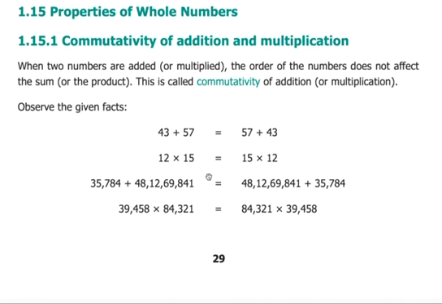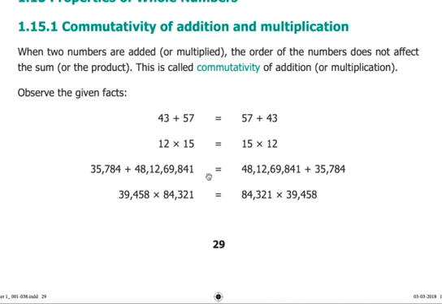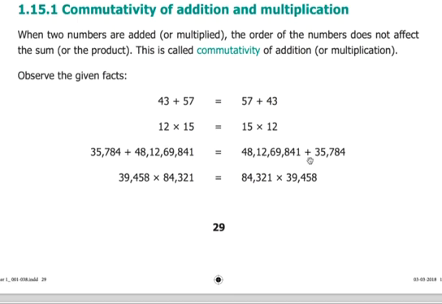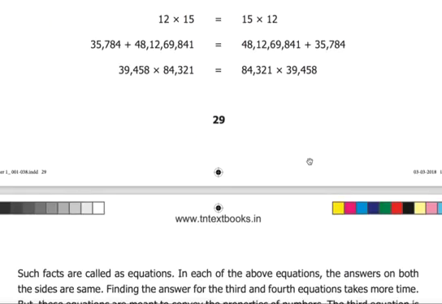Properties of whole numbers: commutativity of addition and multiplication. What is this commutativity? When two numbers are added or multiplied, the order of numbers does not affect the sum or the product. This is called commutativity of addition or multiplication. Whether you add 43 plus 57 in this way or 57 plus 43, result is going to be same. Similarly, 12 into 15 or 15 into 12, result is going to be same. That is called commutativity of addition or multiplication.